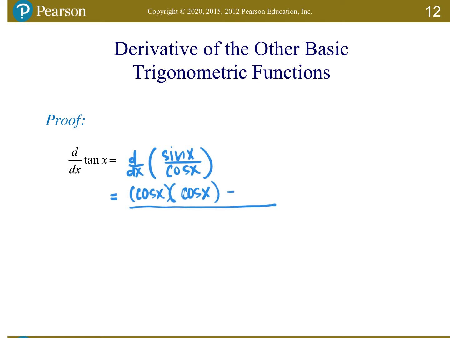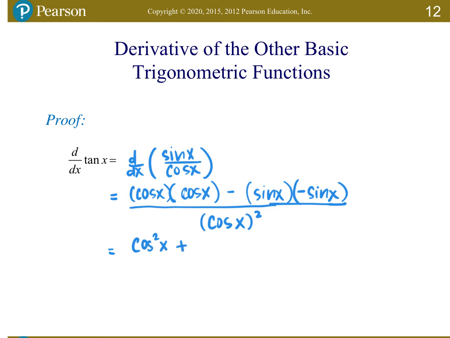Okay, then comes our minus, and then high, d low. Okay, the d low, that's the negative. Oh, but then they become 1. Yes. And then we have cosine of x squared. So then my numerator is cosine squared of x plus, 2 negatives make a positive, sine squared of x over the cosine of x quantity squared.